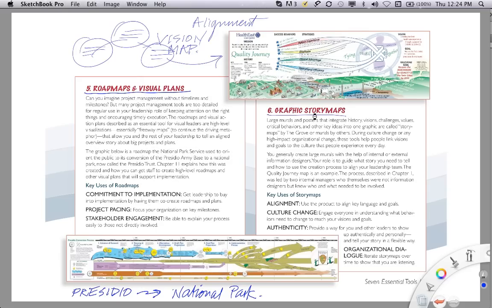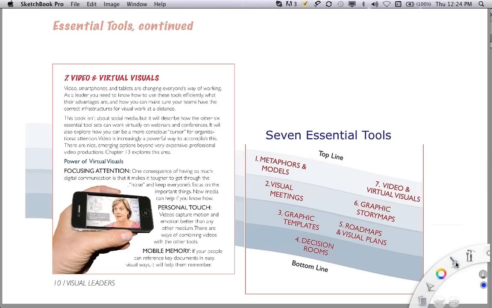And then finally is the whole world of video. And video is just coming on like gangbusters. Young people are very fluid with it. And if we think about it, most of us have a video camera in our pocket now. How this is being used at work and for learning is just exploding. It focuses attention, you get the personal touch with video, and you also have mobile memory.